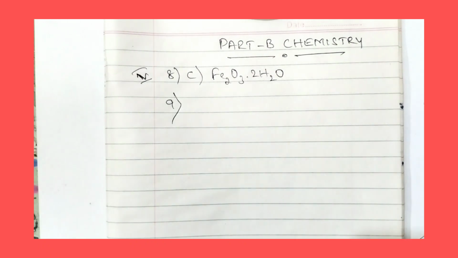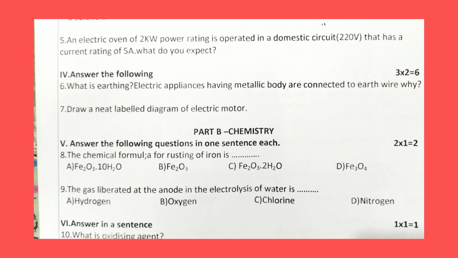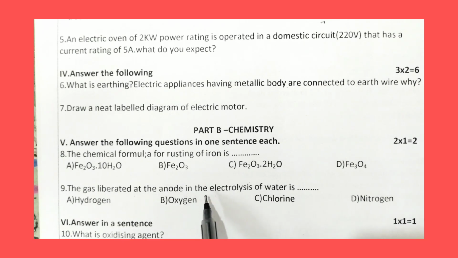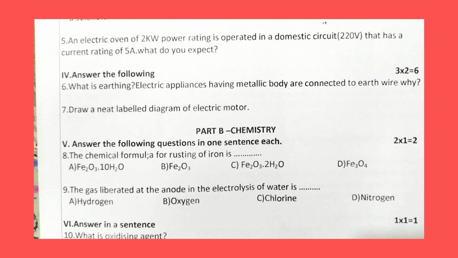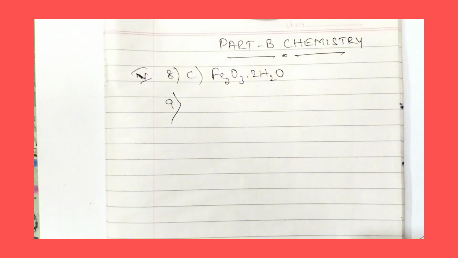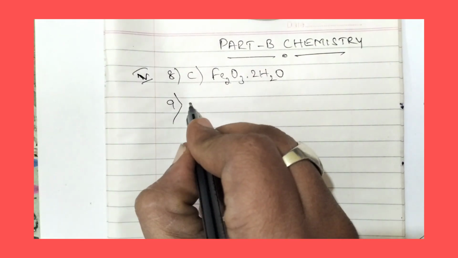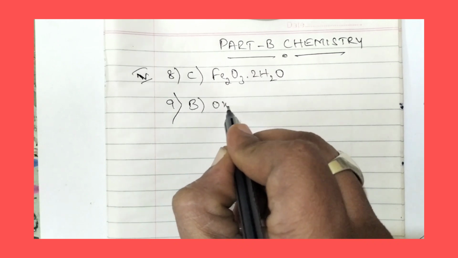Then let us move to the ninth question. The ninth question is, the gas liberated at the cathode in the electrolysis of water is dash: hydrogen, oxygen, chlorine, nitrogen. Among these four options, the gas liberated at the anode will be oxygen. So the right answer for the ninth question is option B, that is oxygen.